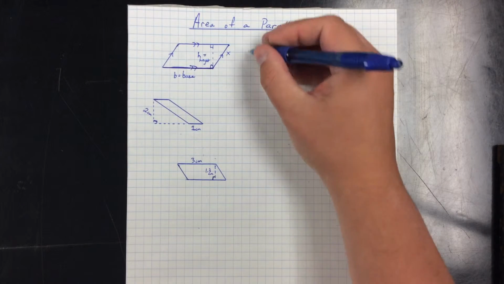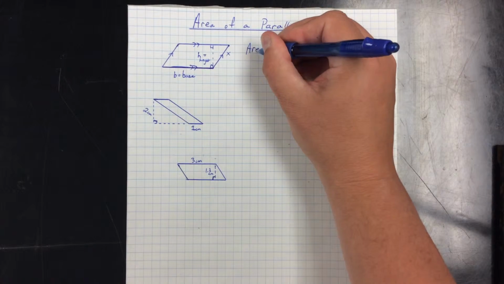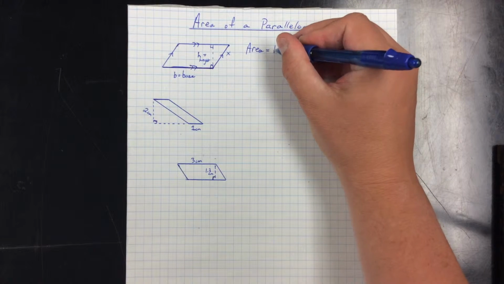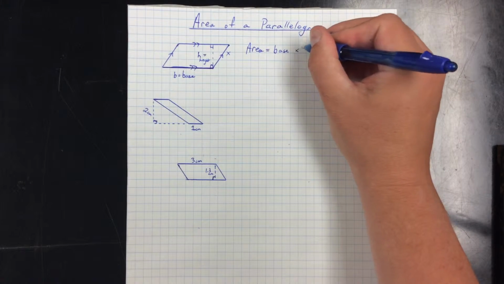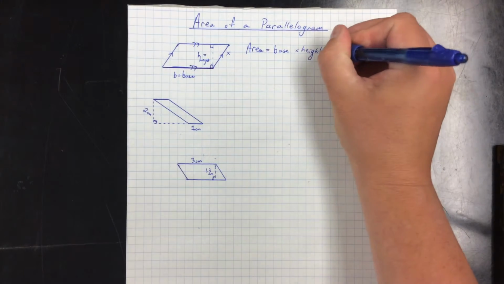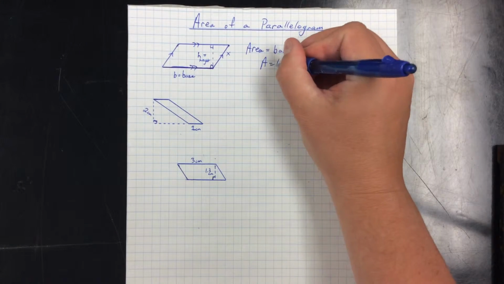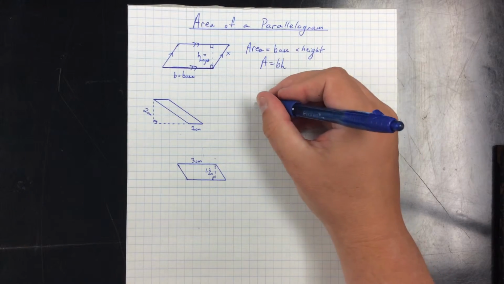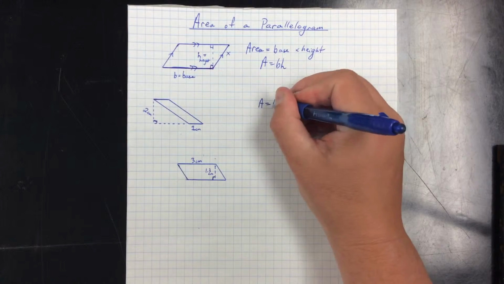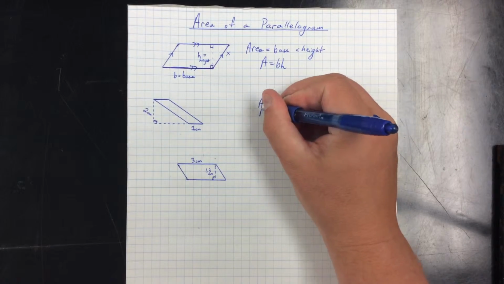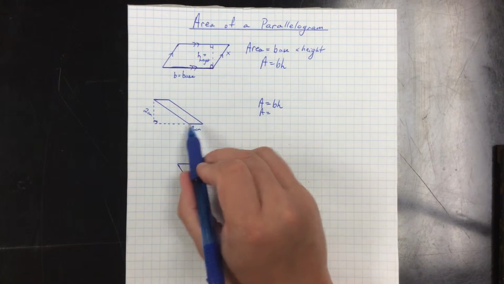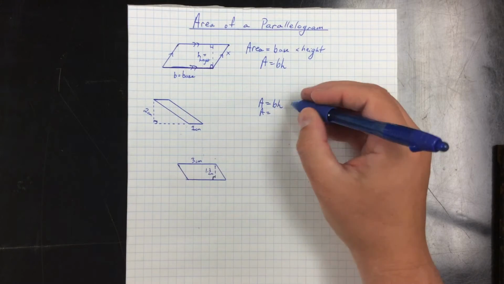We're going to use our formula. Area is equal to base times height, or A equals BH. Let's always start with the formula. A equals BH. All right, my base, that's easy. That's 1 centimeter.